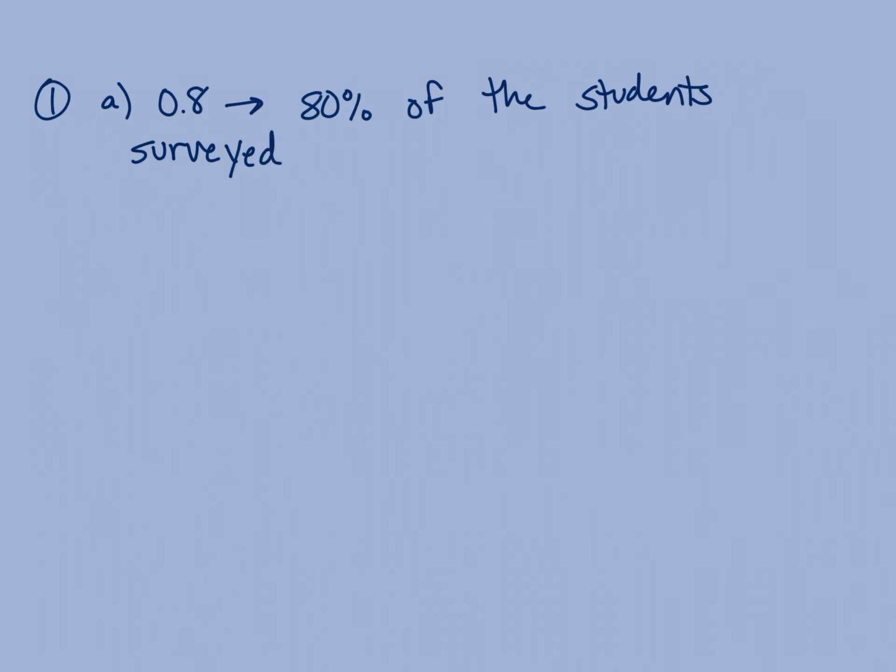In part A, it says the first student reported a sample proportion of 0.8. What does the value mean in terms of this scenario? These decimals can be changed to percents. So you could say that is 80% of the students surveyed. And this survey was all about who participated or played a musical instrument. So 80% of the students surveyed played a musical instrument.